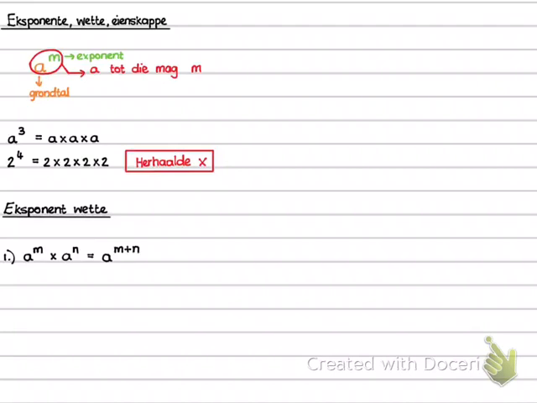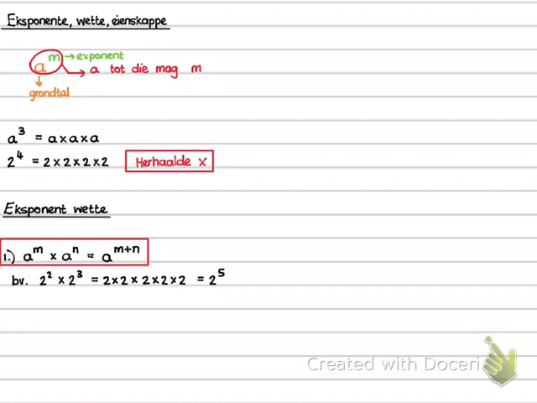A to the power m multiplied by a to the power n is going to be equal to a to the power m plus n. So let's do a numeric example just to prove this. If I give you 2 to the power 2 multiplied with 2 to the power 3, and I ask you to expand this question, then it's going to be 2 times 2 for the first one, multiplied with 2 times 2 times 2 for the second one. And now if we have a look and we add the number of 2's that we have, we see that we have a total number of 5 2's. So 2 to the power 5.